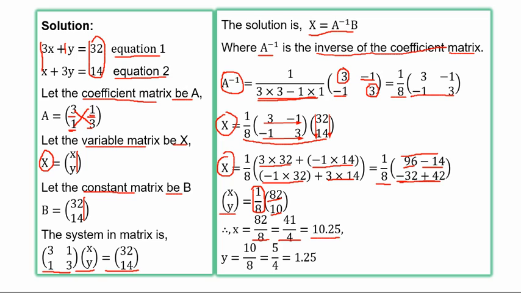The value of y is equal to the same 1 over 8 multiplied by 10, that is 10 over 8. If you reduce, you have 5 over 4. To decimal, 1.25. So this is how we use the matrix inverse method to solve a system of simultaneous equations.